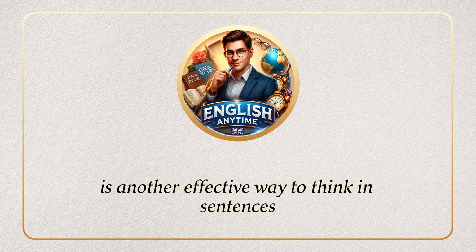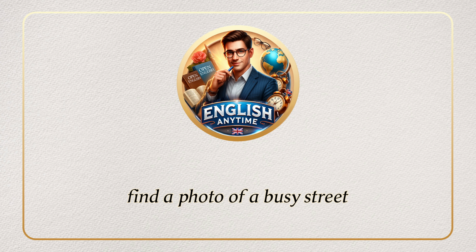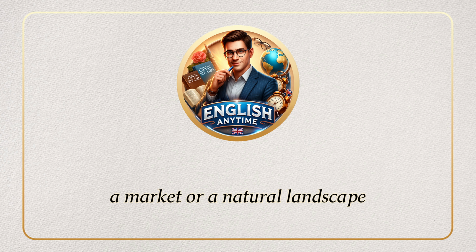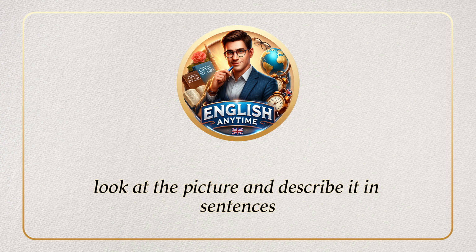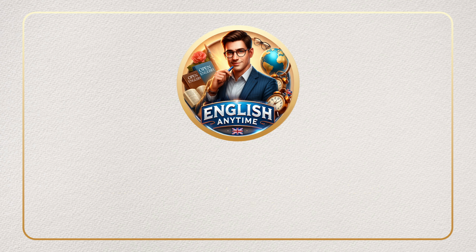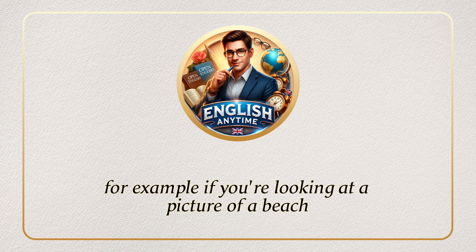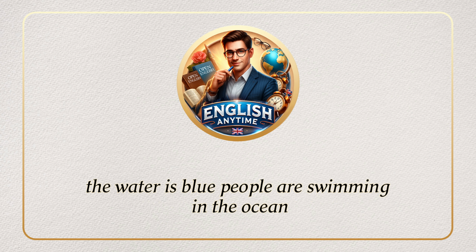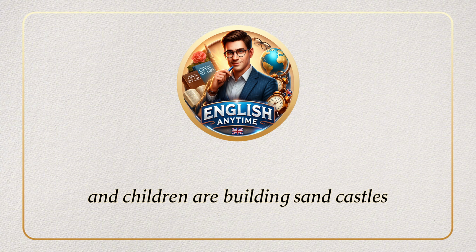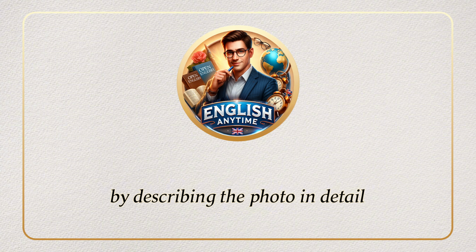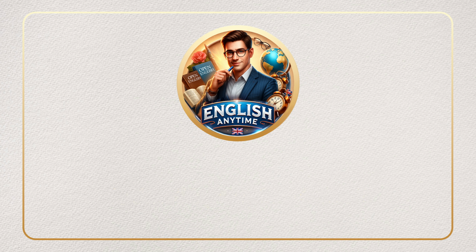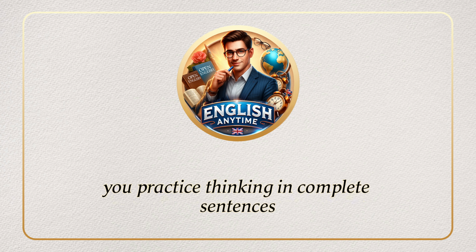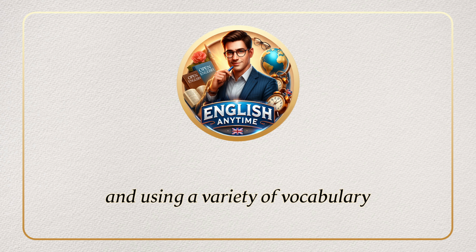Practicing with pictures is another effective way to think in sentences. Find a photo of a busy street, a market, or a natural landscape. Look at the picture and describe it in sentences. For example, if you're looking at a picture of a beach, you might say, the sand is white, the water is blue, people are swimming in the ocean, and children are building sandcastles. By describing the photo in detail, you practice thinking in complete sentences and using a variety of vocabulary.